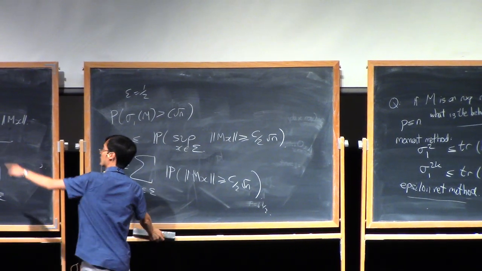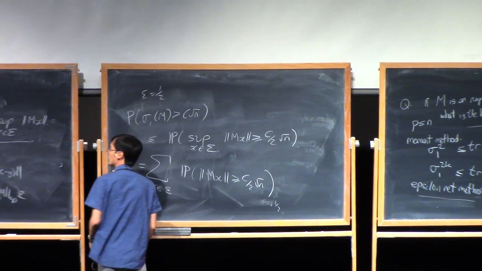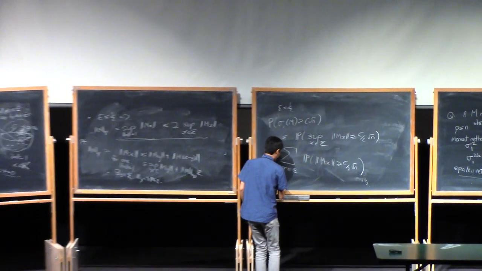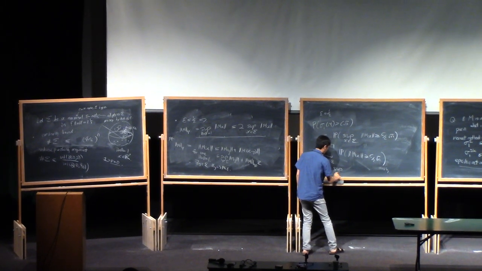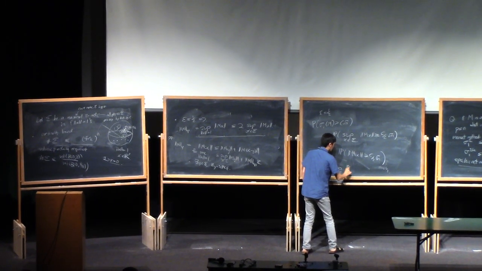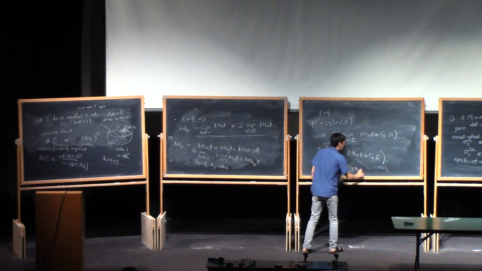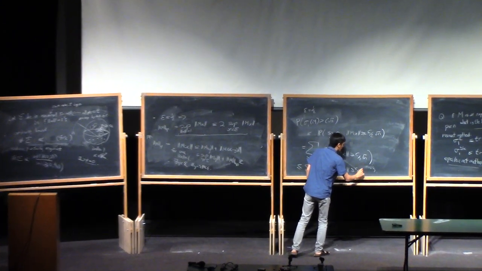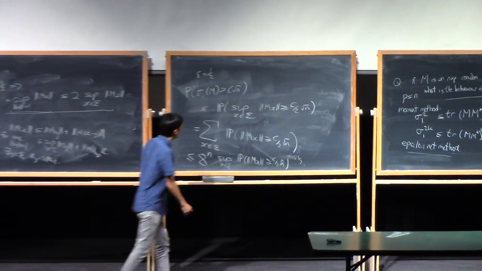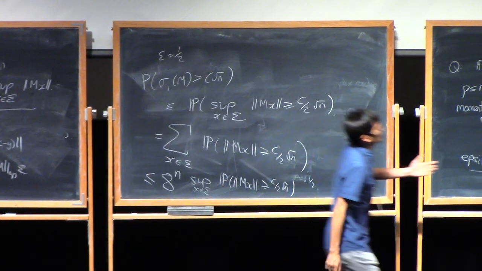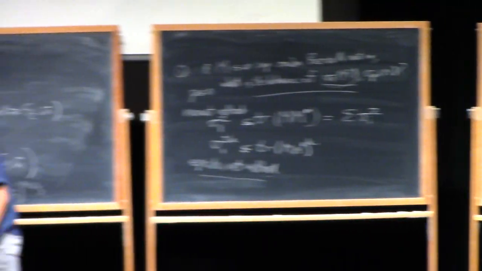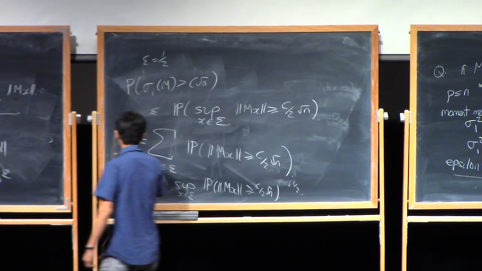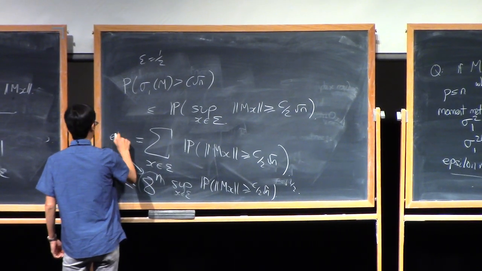Because of this cardinality bound, this is bounded by 4 of epsilon. It's even an explicit constant, 8 to the n, an exponential factor, times the sup over all x. So we started with a probability with a sup inside, and now we've taken the sup outside using the union bound, but we have to pay this factor. This kind of factor is sometimes called an entropy cost.